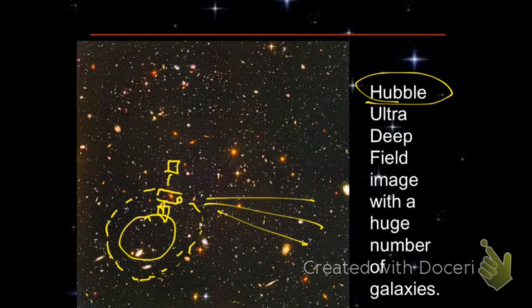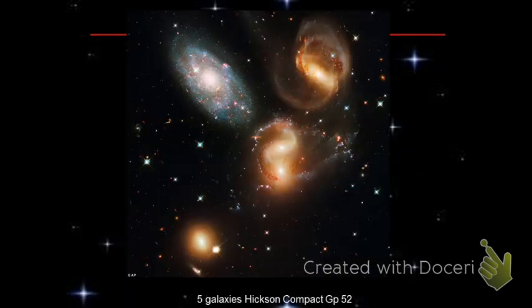Now, when they did that, they are able to get pictures like this. These are real pictures. These are not computer-generated images. And you can see it says 5 galaxies, Hickson Compact GP52. That means that's its name. Why did we say yesterday they have strange names? Because there's too many of them out there. They give them these names.